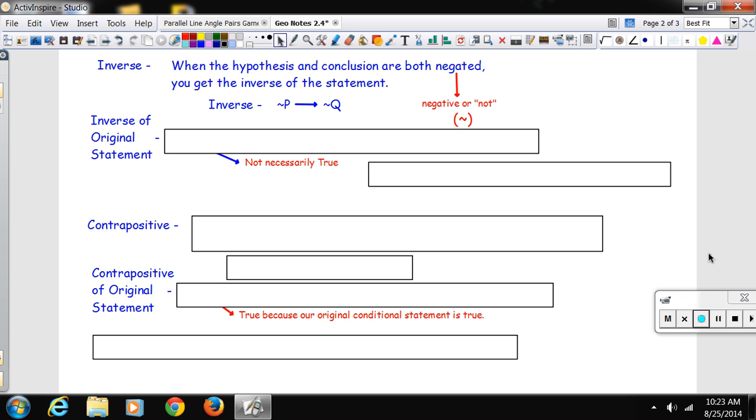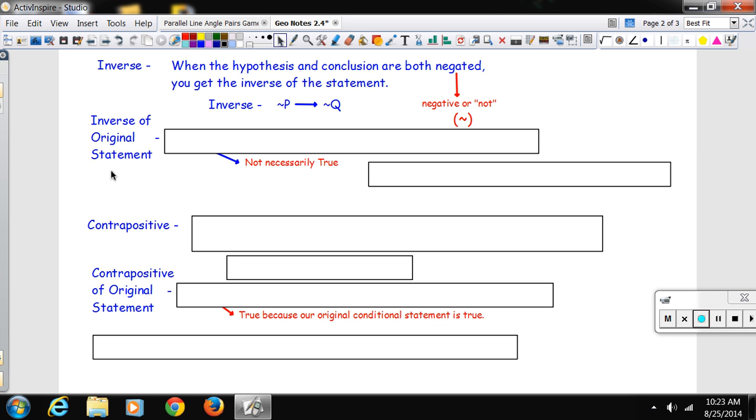Think about like negative 5. What does negative 5 really mean? It means the opposite of 5. So if I say find the negative of a statement, you're finding the opposite of that statement. Okay, so let's look at the inverse of our original.